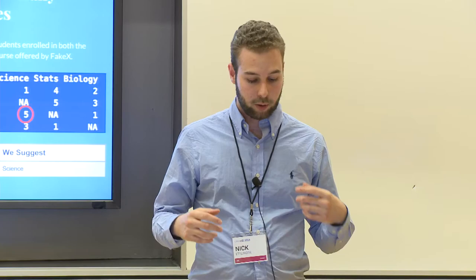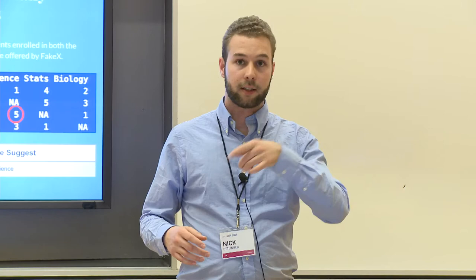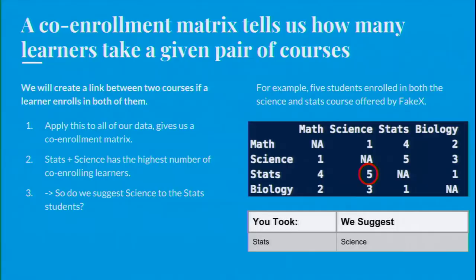The way we would use this to make a recommendation is we would say, okay, you took a stats class. What should you take next? If we look at that stats column or that stats row, it's a symmetrical matrix. You can see that the largest number in this stats column is the 5, and that 5 is in the science row. Because you liked stats, the most popular course for stats students to also take is this science course. That's why we'd recommend the science course. I'll show you how to get that out of the data now.